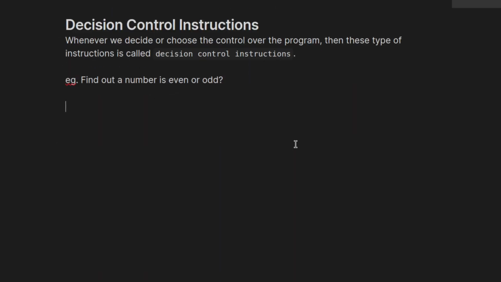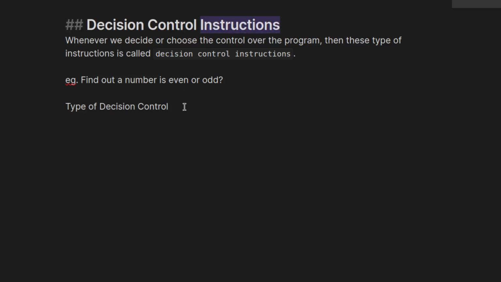Then how many types of decision control instruction are there? There are many types. Let's copy and paste. The first one is the if statement, the second one is the else if statement. This type of instruction is called decision control instruction.